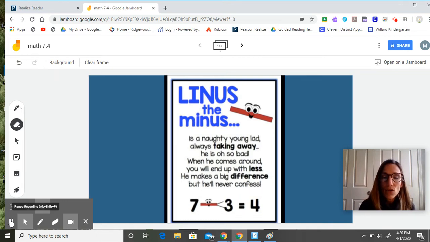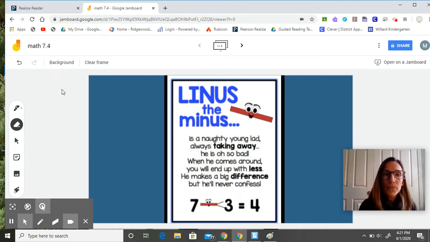Linus the Minus is a naughty young lad, always taking away. He's oh so bad. When he comes around, you will end up with less. He makes a big difference, but he'll never confess. So I really do like that part where it says, when he comes around, you will end up with less, because that's what subtraction really is. You start with a whole and you take some away and you always wind up with less.